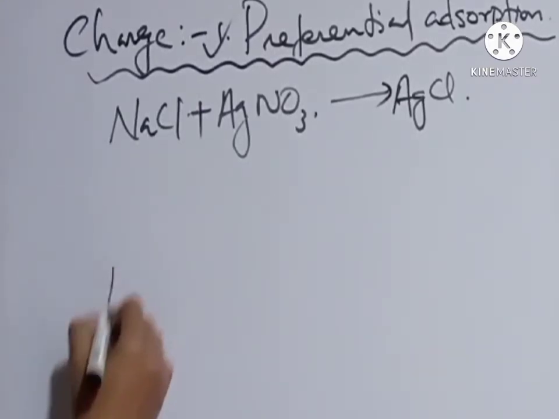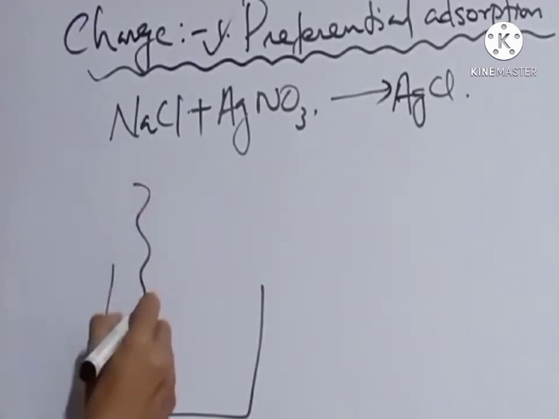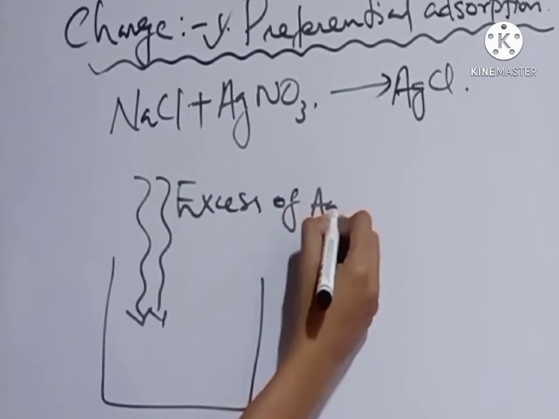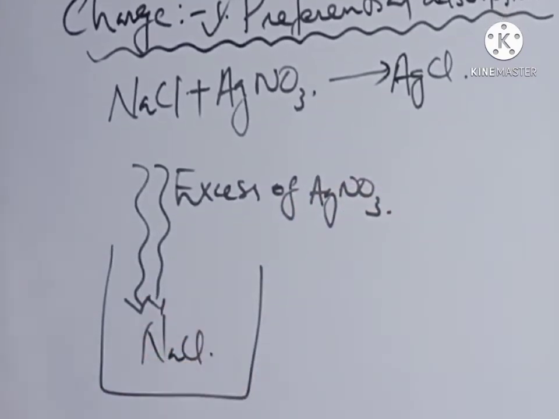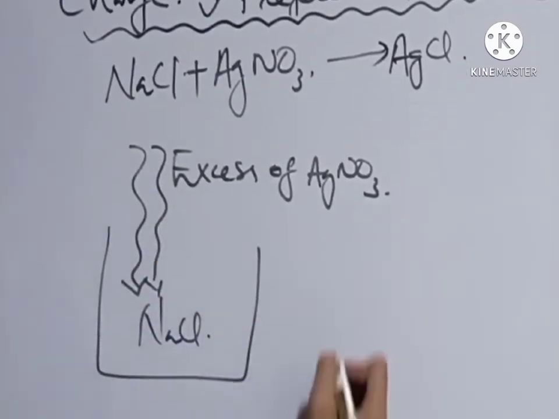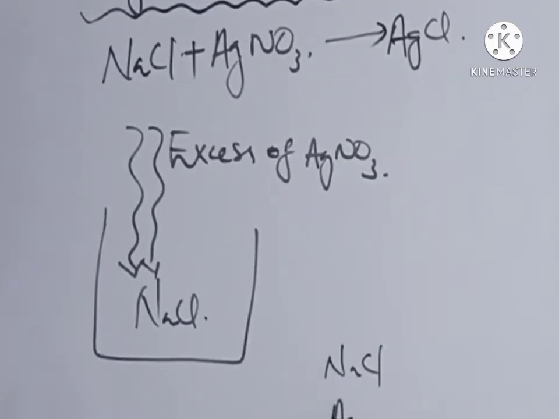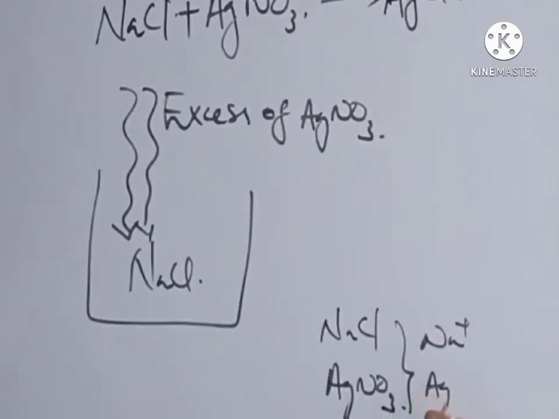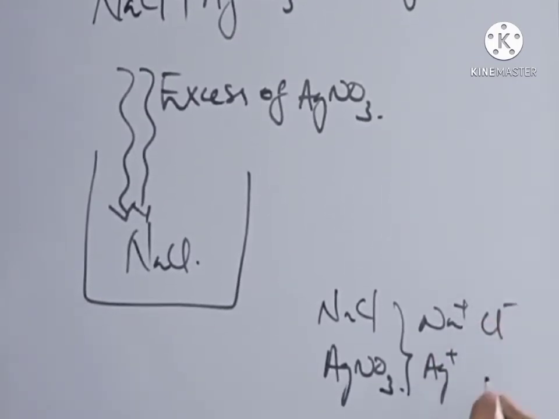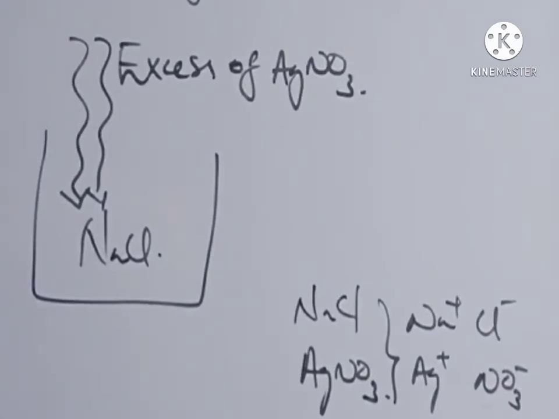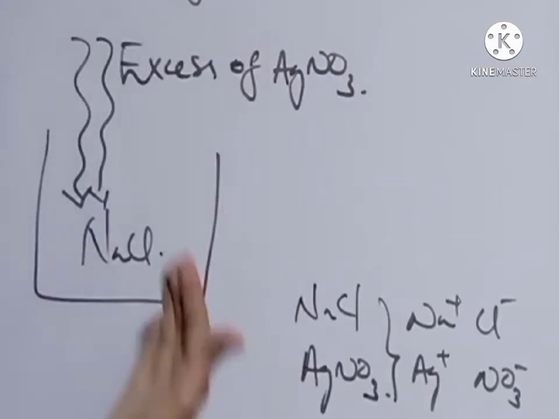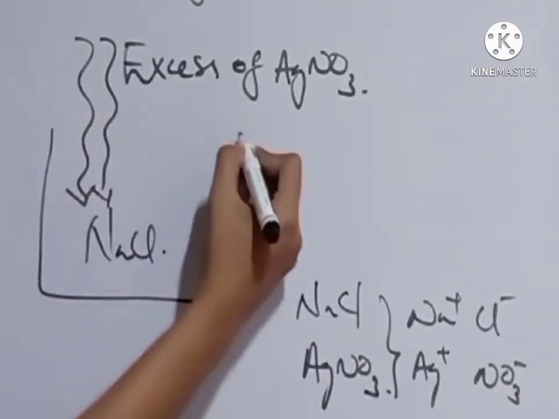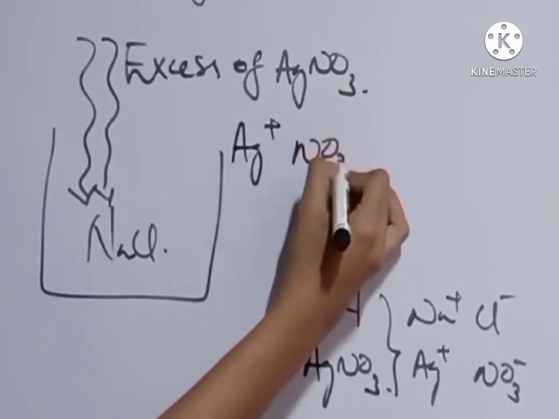So assume that we are adding excess of silver nitrate into sodium chloride. Actually, if we react sodium chloride and silver nitrate, the ions present in the medium will be Na+, Ag+, Cl- and NO3-. These are the ions present in the medium. So, if we add excess of silver nitrate, what are the ions present in excess in this medium? One is Ag+ and the second one is NO3-.